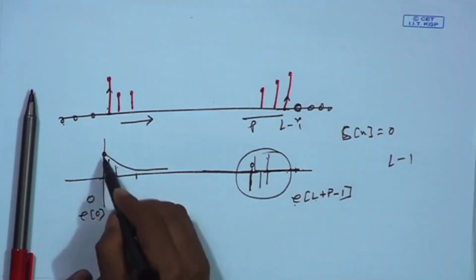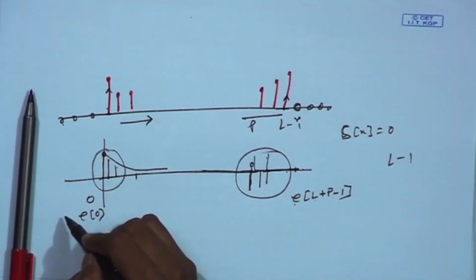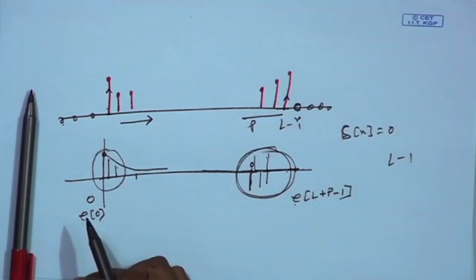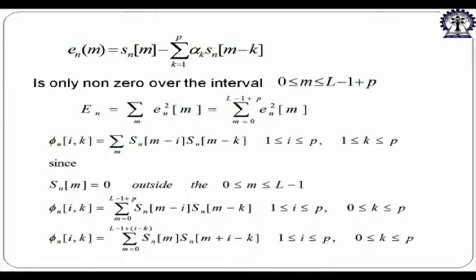So, if I see the LPC error, at the beginning of the window the LPC error will be maximum and at the end of the window the LPC error will be maximum. If I make the signal windowed by a window, any kind of window, then outside the window the signal value is 0, I am not considering the sample value. Okay. Now, if I do that, then what should be my equation?